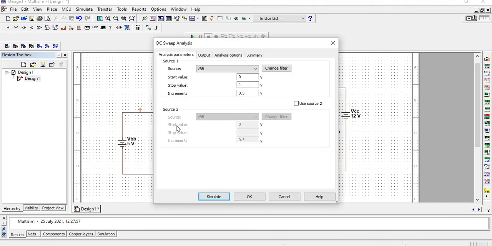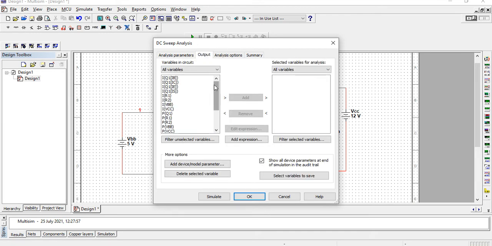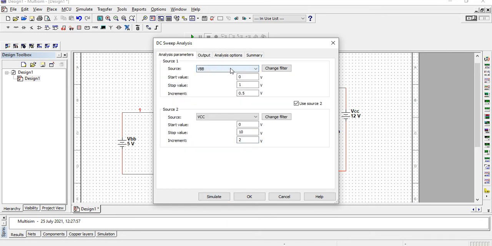So we had to check two behaviors. One is your input voltage with respect to input current, right? And I'm using this source from 0 to, let's say, 10 with a step size of 2, and my output, which means your y-axis, is base current, right? So your input was VBB and VCC is the secondary source, right?